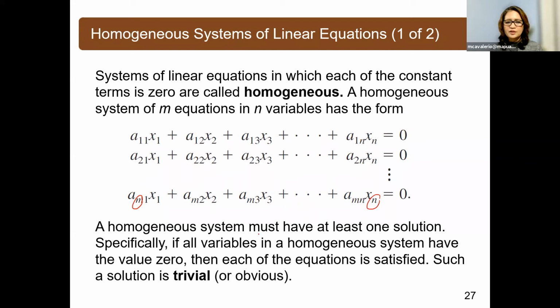Now, a homogeneous system of equation must have at least one solution. Specifically, if all variables in a homogeneous system have the value zero, then each of the equation is satisfied, right? So let's say x sub 1, x sub 2, x sub 3, up to x sub n are all zeros, then it will satisfy every equation in the system. We will refer to such solution as the trivial solution.